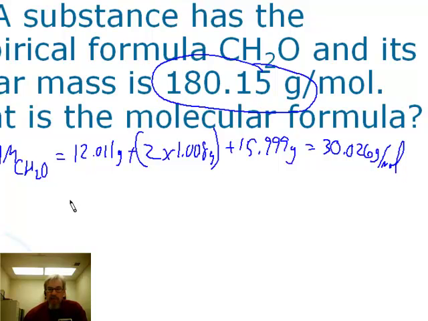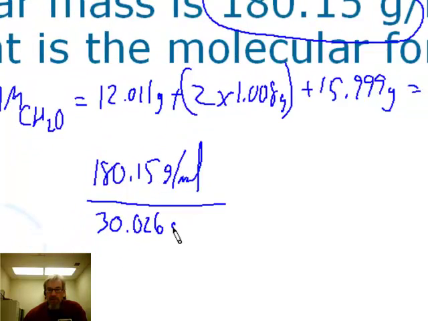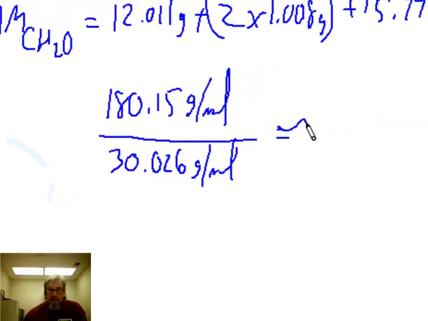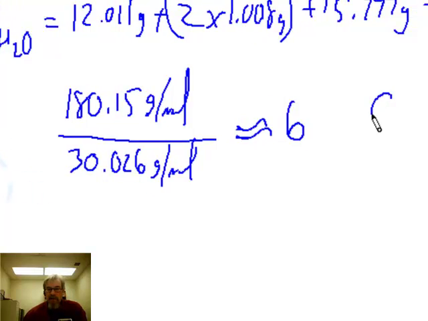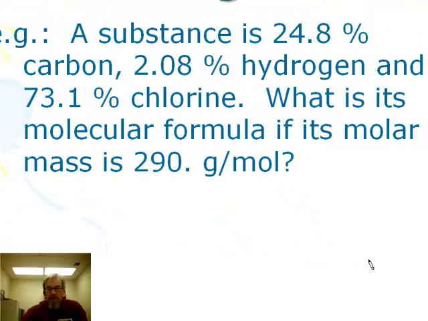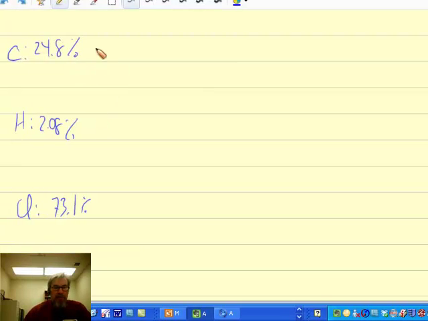So the next step is we want to find out what's the ratio of the actual molar mass, 180.15 grams per mole, to the empirical formula molar mass, which here is 30.026 grams per mole. When we do the division here, this comes out to a number that's really close to 6. So instead of CH2O, we're going to multiply these subscripts all by 6 and get our actual molecular formula of C6H12O6.